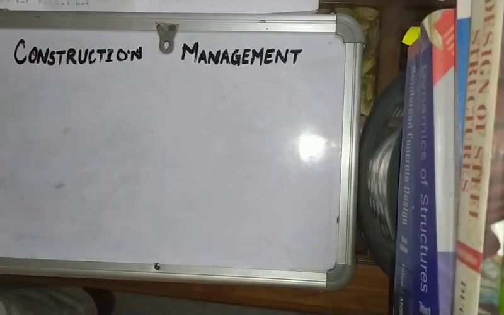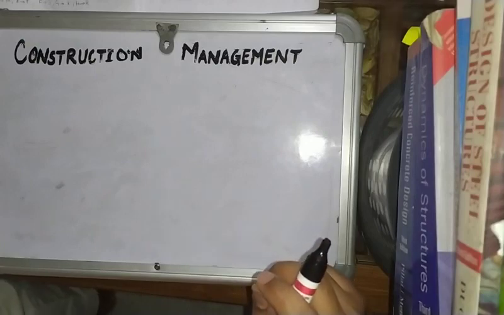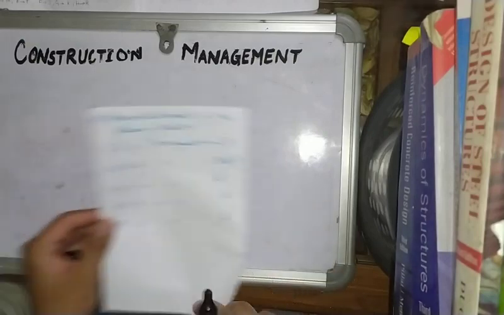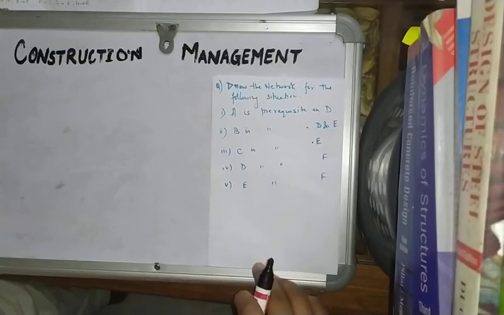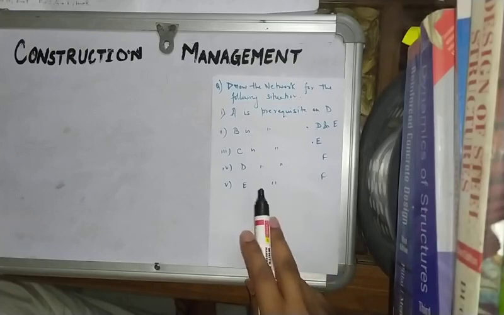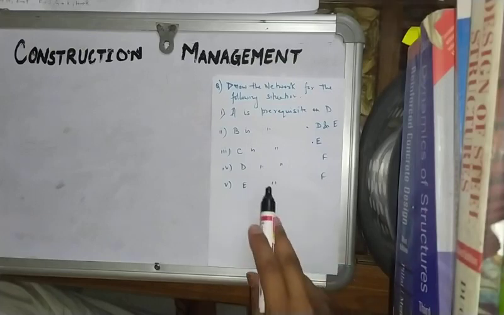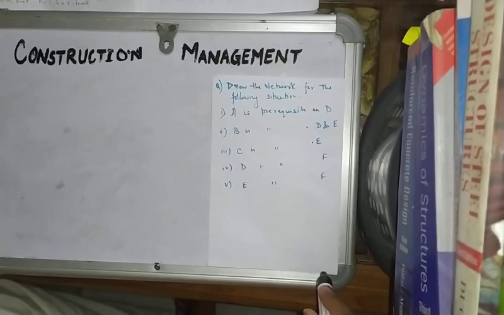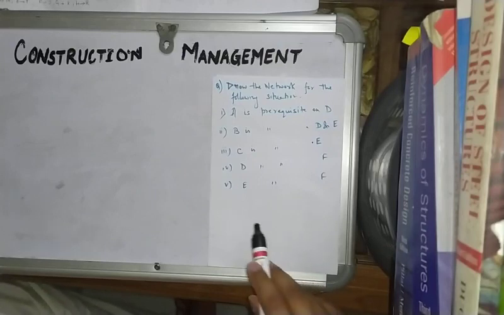We will take up another problem, and the problem is: draw the network for the following situation where A is prerequisite on D, B is prerequisite on D and E, C is prerequisite on E and D is prerequisite on F, and E is also prerequisite on F.